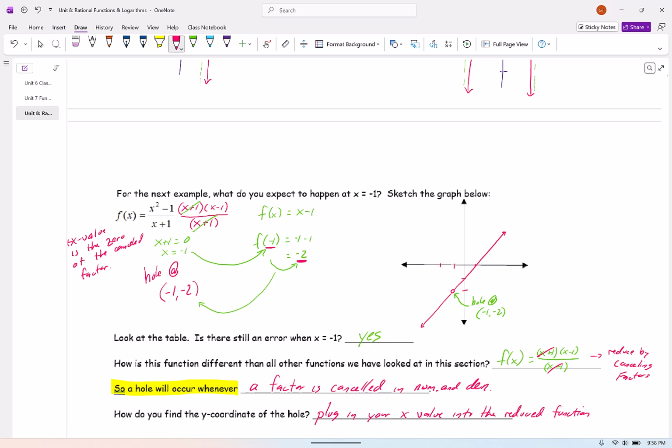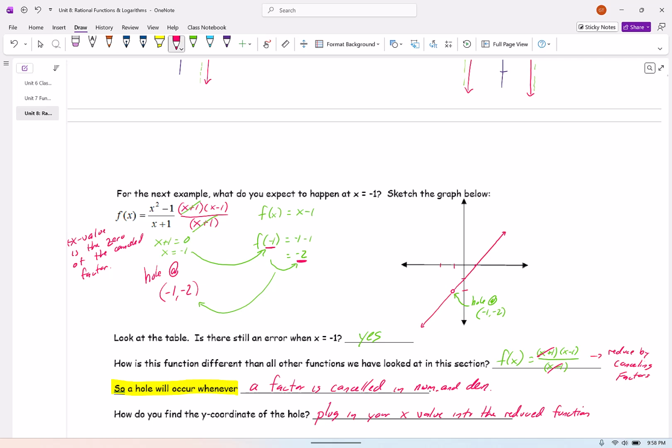We set our factor that we cancel out equal to 0, and then that is going to be our x term. So we have x plus 1 equals 0. We scoot over the 1. We get x equals negative 1. That's going to be my x term of the hole.